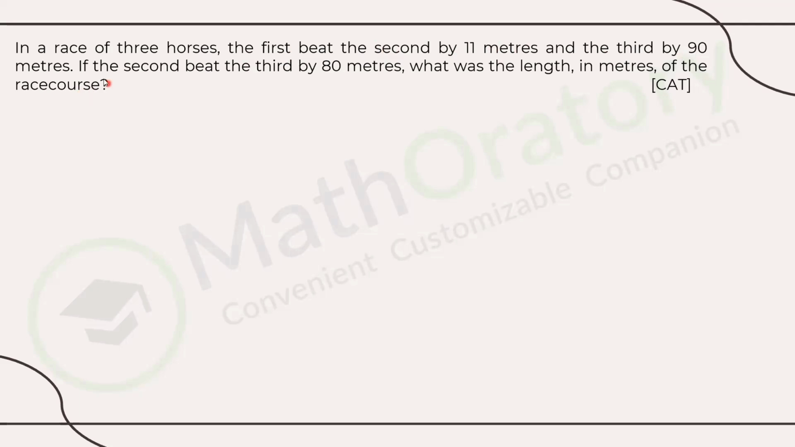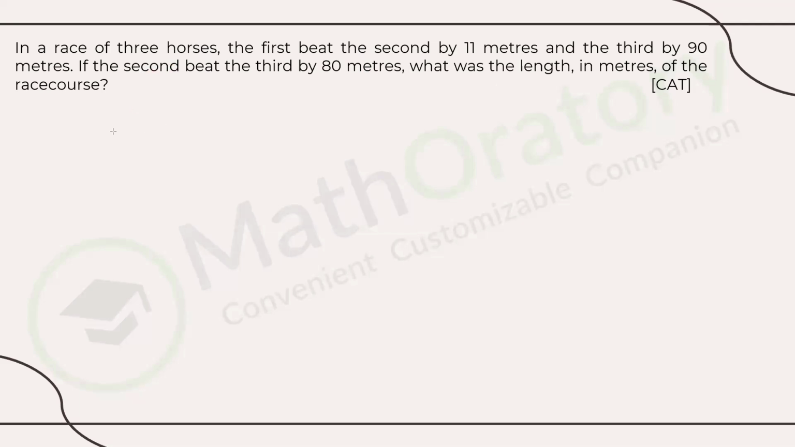Correct. If the second beat the third by 80 meters, so now it says that when the second horse reaches the finishing line, the third is 80 meters behind the finishing line, right? So you're looking for the length in meters of the race course. Remember, in a typical linear race problem, the length of the race course will be given, and accordingly we have to figure out something using the beating and whatever speed ratio and stuff like that. Those kind of things are what we concern ourselves with, right? So this is just the other way around.